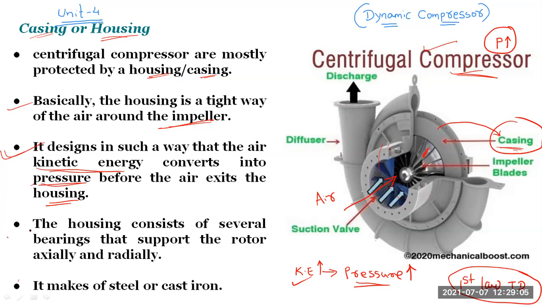The fourth point: the housing consists of several bearings that support the rotor axially and radially. Some bearings will be there. Bearings means some joints will be there.